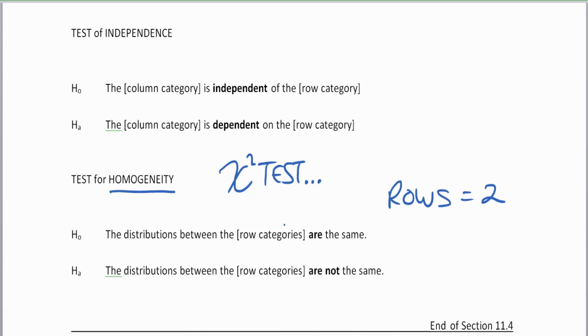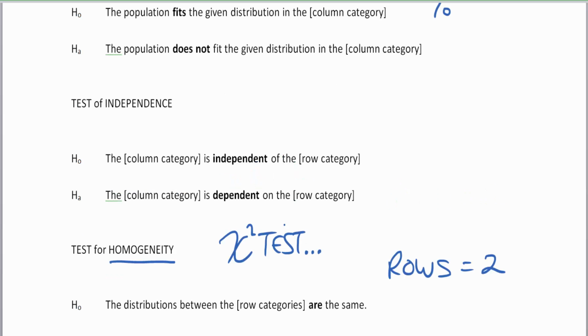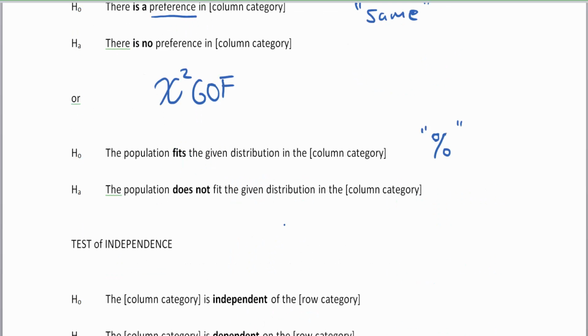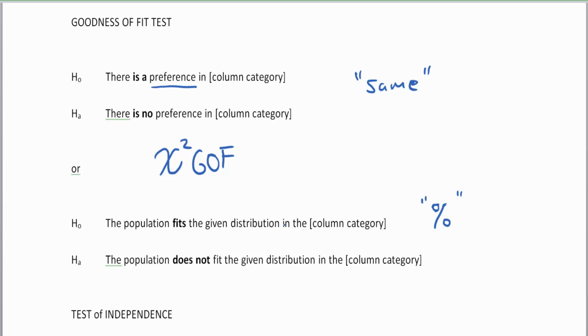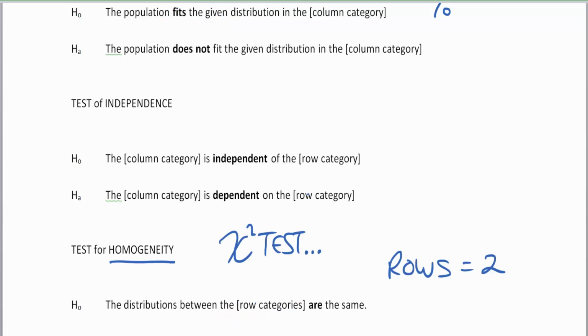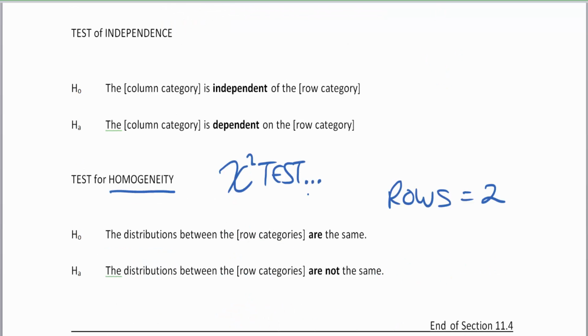You will probably need to back up the video to copy down the null and alternative for each of these here. And again, I decided to type them out instead of having you write them down. You can see in brackets I put column category, which is where you're going to fill in the rest of your null and alternative hypothesis, whereas in the test of independence you do have row and column categories pretty much given here.